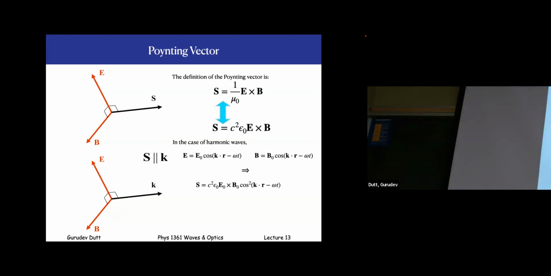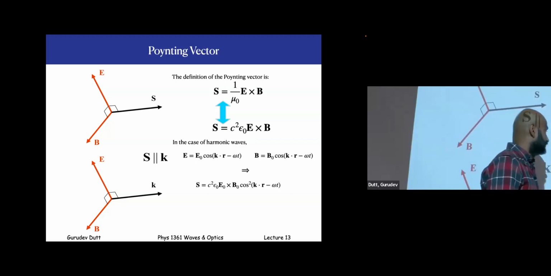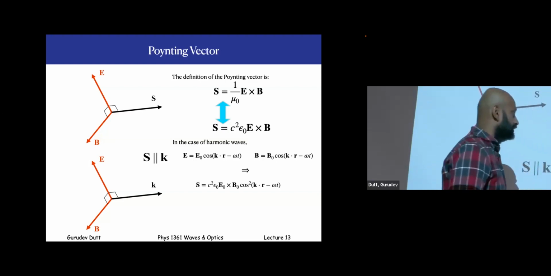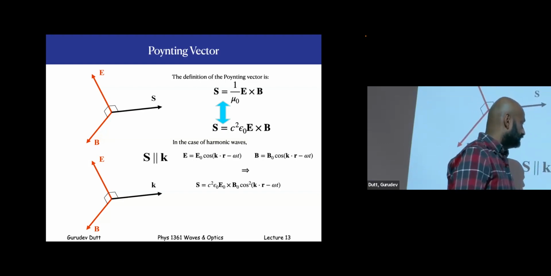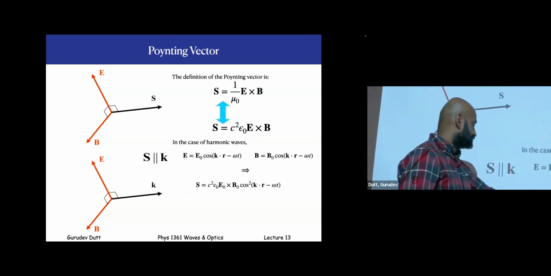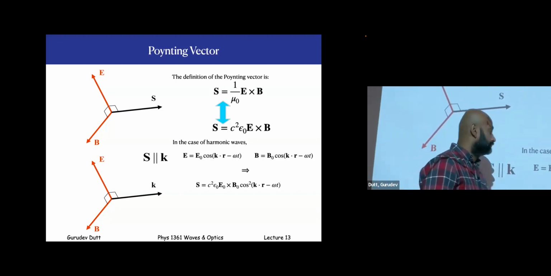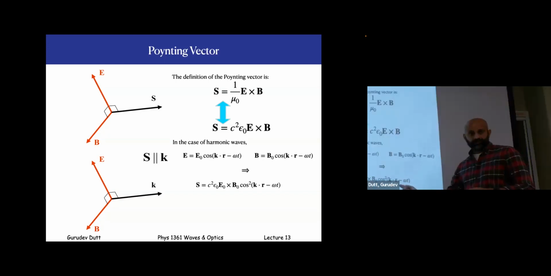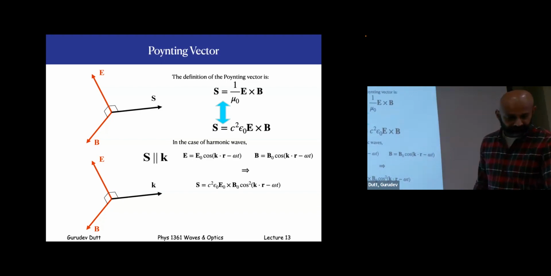And I'll show you in a minute that this Poynting vector gives us the intensity of the wave. So in the case of harmonic waves, I substitute in for E and B as usual. E equals E naught, with the vector sign, cosine of k dot r minus omega t. B equals B naught cosine of k dot r minus omega t. When I substitute all that in, we get c squared epsilon naught, E naught cross B naught, where E naught and B naught are the polarization vectors for the light, times cosine squared of k dot r minus omega t.